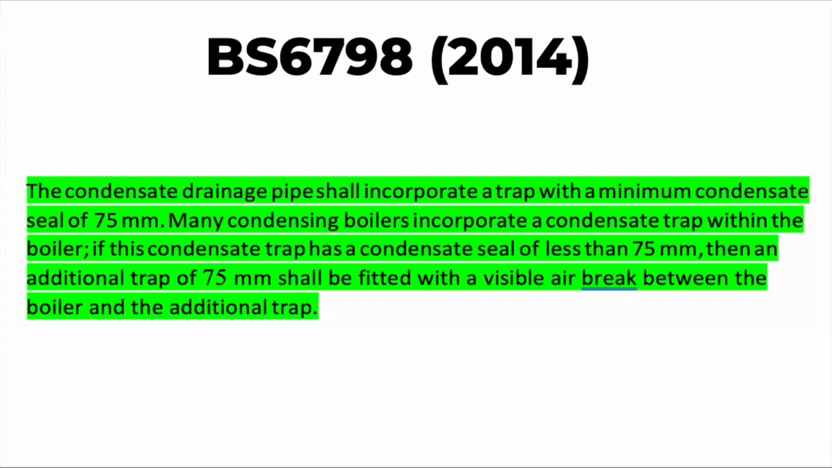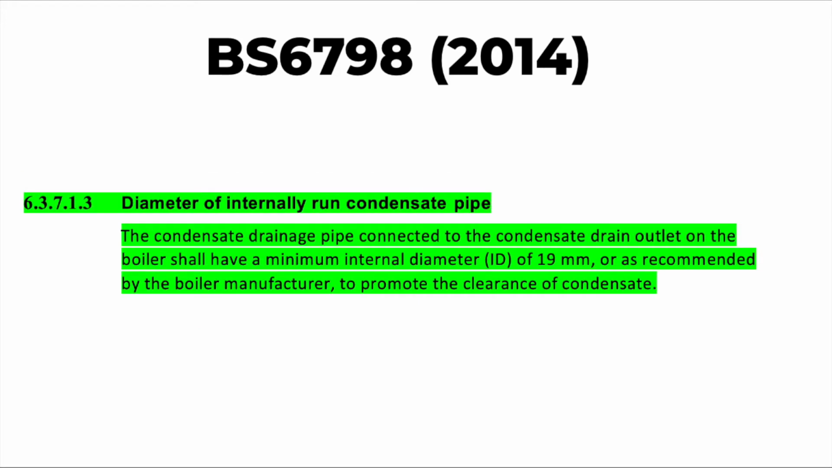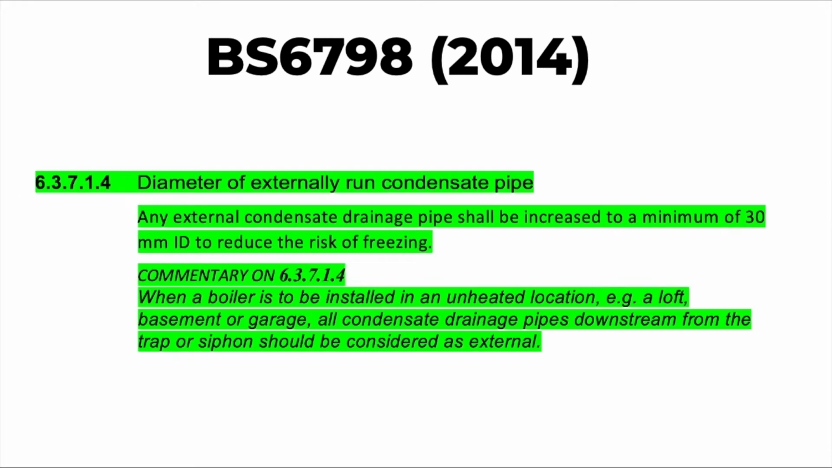The first part is referring to a 75mm trap, which in many cases the boiler manufacturers incorporate into the boiler. The next part is the standards for all condensates. The internal part of a condensate pipe shall be a minimum of 19mm ID, and outside will be a minimum of 30mm ID. And where a condensate pipe is taken through an unheated area, it should be classed as external.